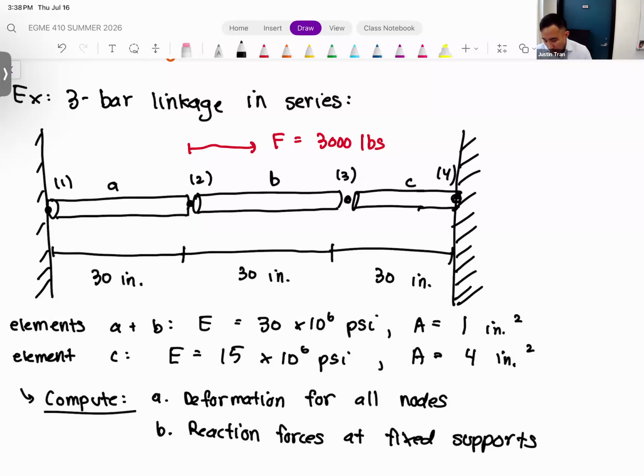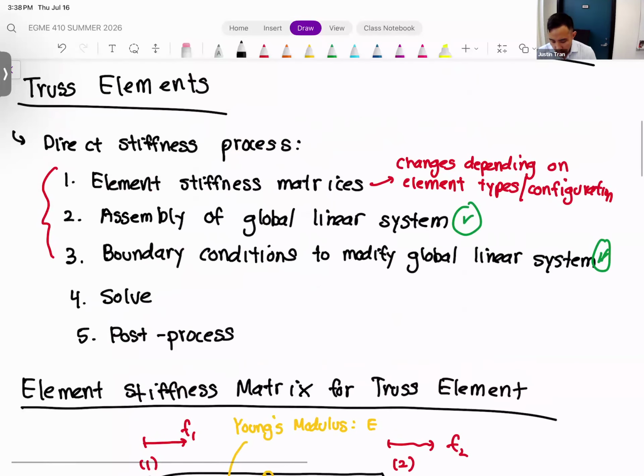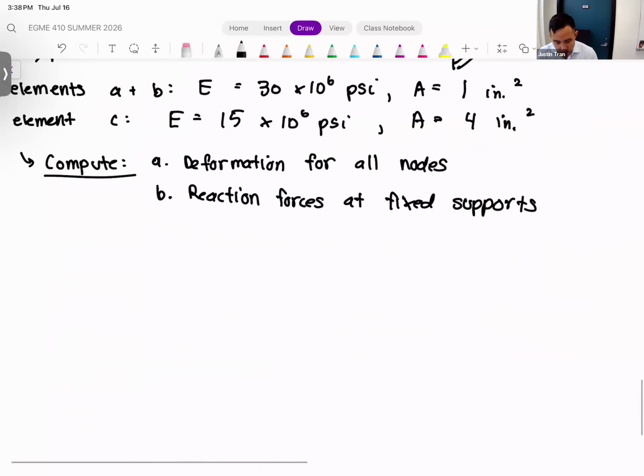To solve this problem, we're going to follow the same methodology that we talked about at the beginning, right? So we're going to do element stiffness matrices, assembly, boundary conditions, and then solve. Let's start with the element stiffness matrices first.